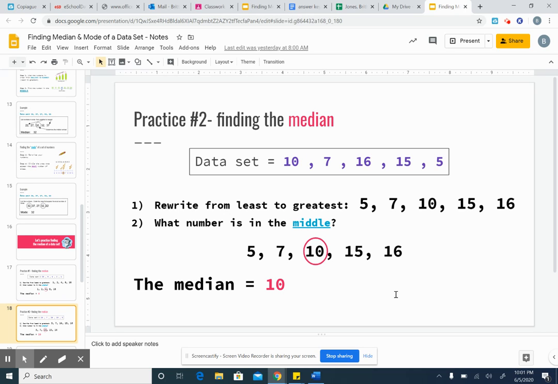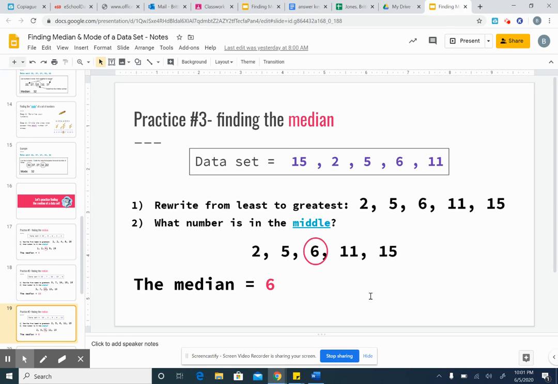Here's a new data set. 10, 7, 16, 15, and 5. Put them from smallest to biggest, find the number in the middle, and that would be 10. Here's another one. New data set, list them in order, smallest to biggest, 6 is in the middle.